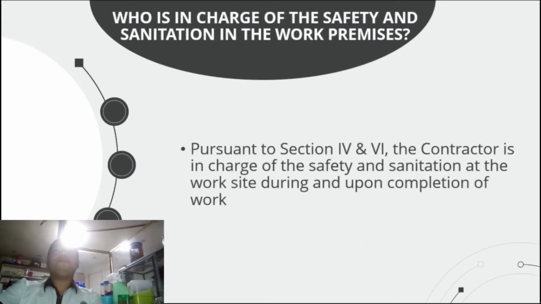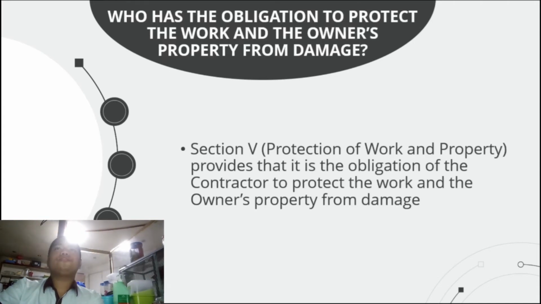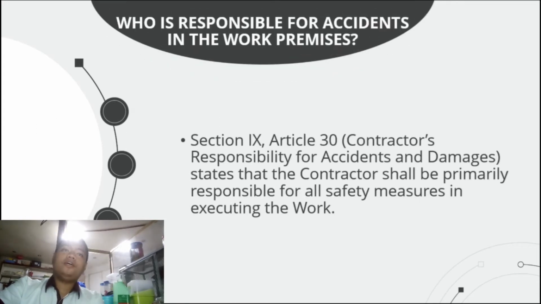Who is in charge of safety and sanitation in the work premises? Pursuant to Section numbers 4 and 6, the contractor is in charge of the safety and sanitation at the worksite during and upon completion of work. Who has the obligation to protect the work and the owner's property from damage? Section number 5 provides that it is the obligation of the contractor to protect the work and the owner's property from damage. Article 30 states that the contractor shall be primarily responsible for all safety measures in executing the work.